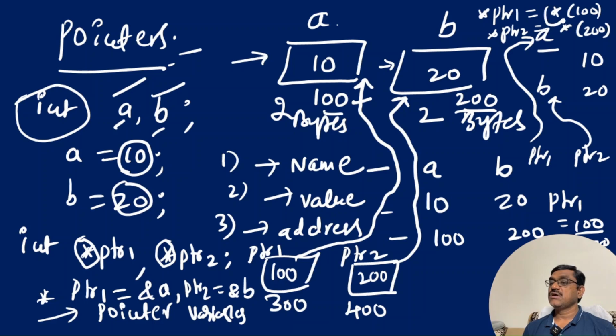Here the meaning of star is different from its meaning in the declaration part. Star of 100 means the value at 100, how much? 10. Star of ptr2 means the value at 200, how much? 20. By saying star of ptr1, we can access the value of a, 10. By saying star of ptr2, we can access the value of b, 20. So this is a way of accessing the values of a and b indirectly, using the dereferencing operator, that is called star.